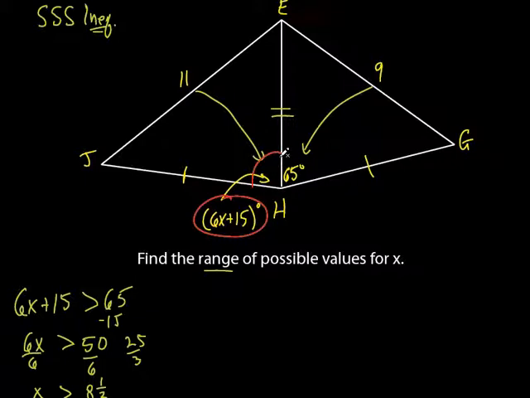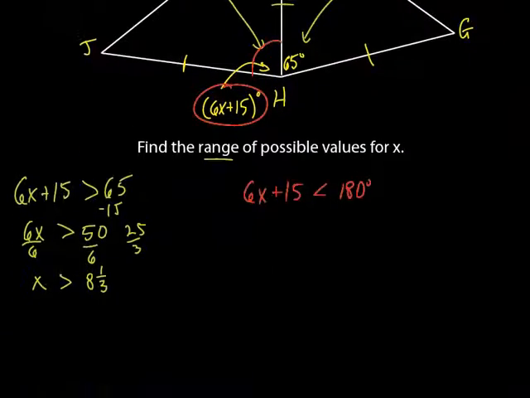It's probably something you hadn't even thought about, but that's how we're going to find our range of possible values. So this angle, 6x plus 15, has to be less than 180 degrees. I hope that makes sense, because all three angles add up to 180. So any one of these angles has to be less than 180 degrees. Now we can actually solve for x here, and we're going to have a number that x is greater than and a number that x is less than. So let's give that a shot.